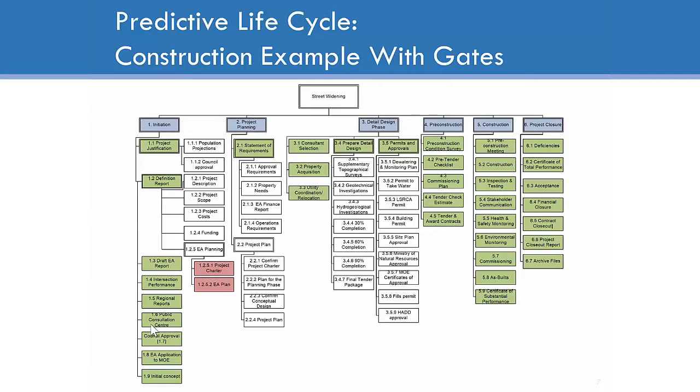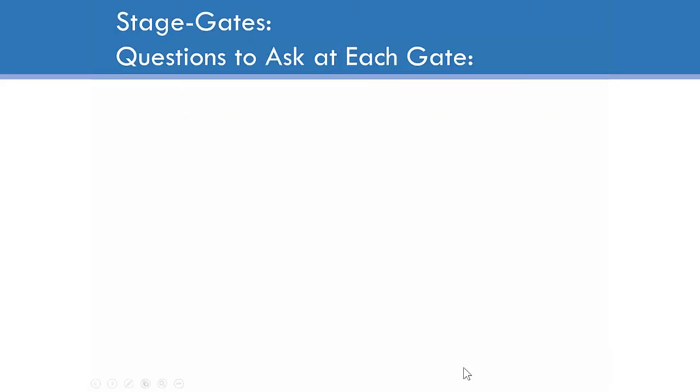So there's very clear gates at the end of every phase. Governments tend to like that because it lowers risk. It makes it more of a controlled process. Let's have a few more words about gates.